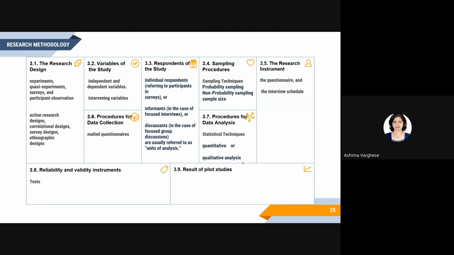Because the respondents cannot be anyone, like I have discussed in the IMRAD structure, that the migrated construction workers were your respondents in the particular example which I have taken. So respondents are to be chosen very specifically. Now moving on to the next subsection, that is sampling procedures. It contains sampling techniques.